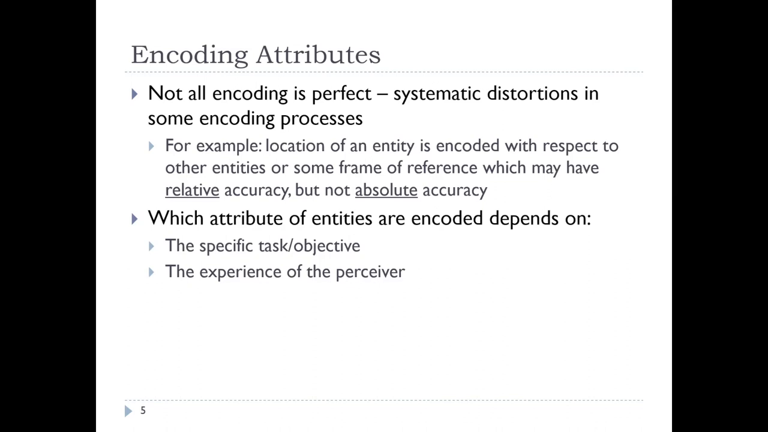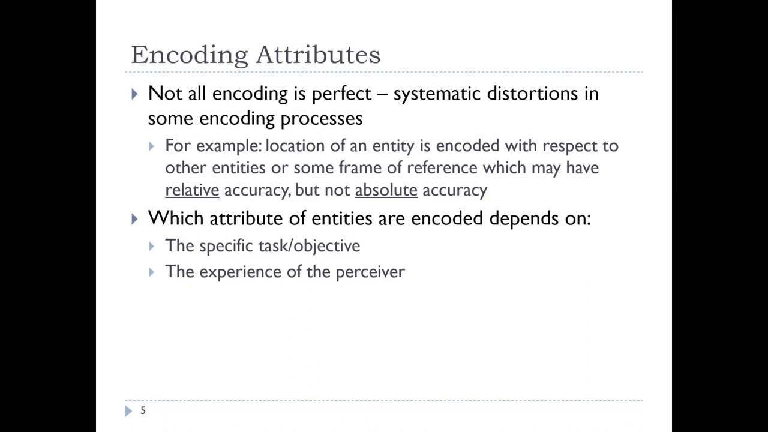And so, for example, the location of an entity or an object is encoded with respect to other objects, right? So you don't look at things and say, okay, I'm just looking at this object and I don't care about anything else. You have them in terms of a relationship with or context of everything that's around it, or with some frame of reference. But that frame of reference might have only a relative accuracy and not an absolute accuracy. And so that's going to cause some distortions.